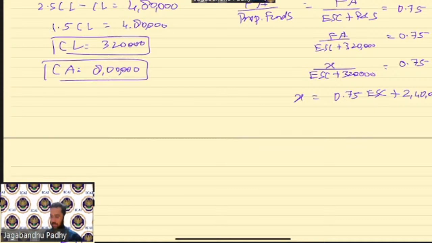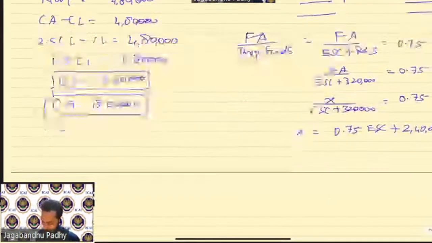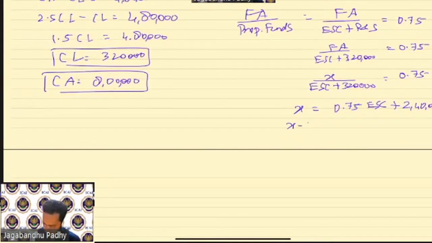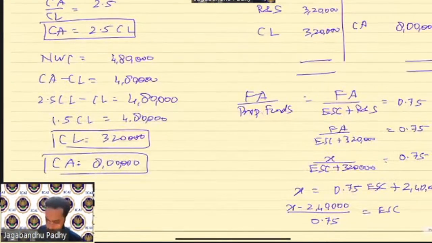Right, so x is 0.75 times equity share capital plus 2,40,000. So (x minus 2,40,000) divided by 0.75 is actually the equity share capital. So we get the equity share capital and fixed asset all in terms of x.